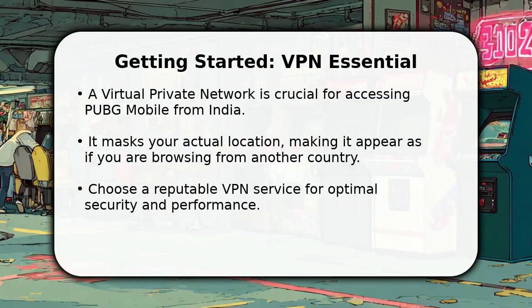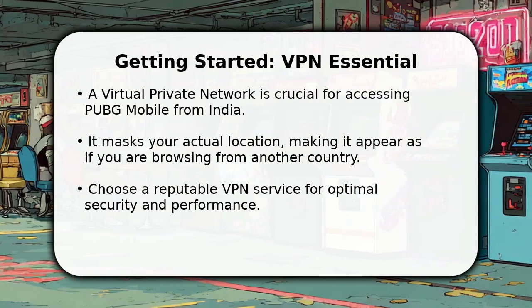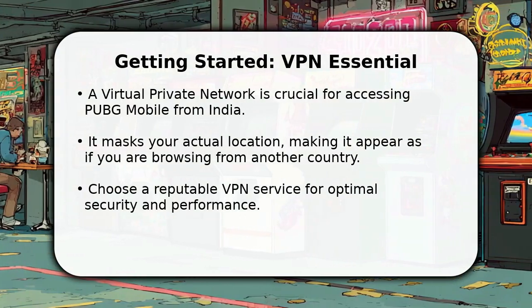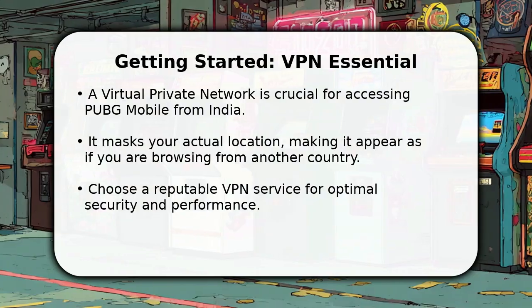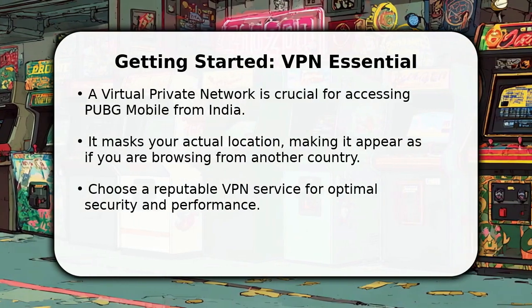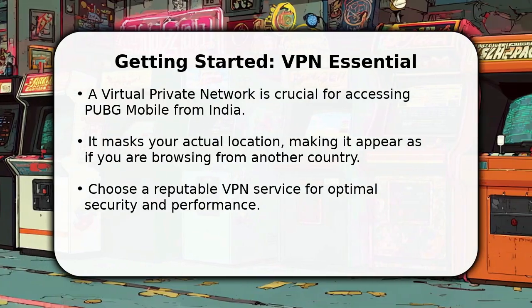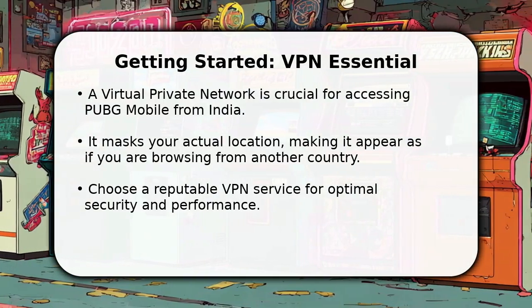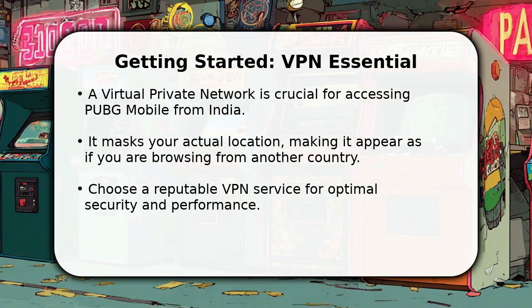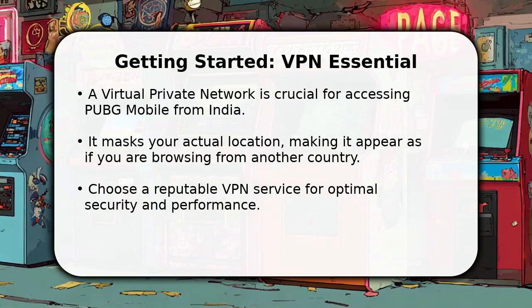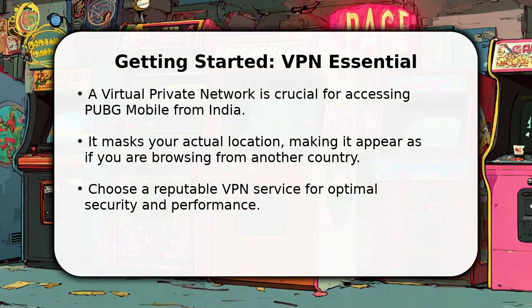In this video, I will explain how to play PUBG Mobile on an emulator in India. First, you will need a reliable virtual private network, or VPN, to bypass regional restrictions. This essential tool encrypts your internet traffic, routing it through servers in other countries, making it appear you are located elsewhere. A good VPN ensures both your privacy and a stable connection for gaming, which is vital for smooth gameplay.